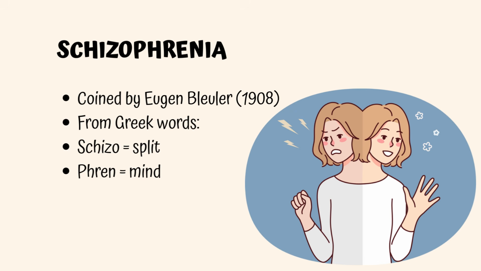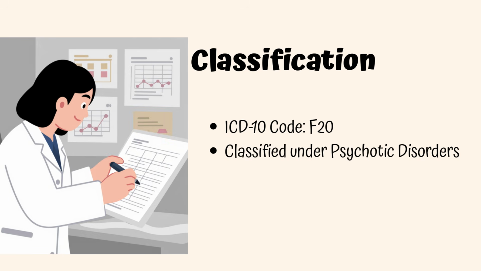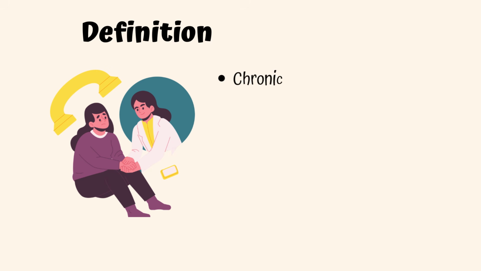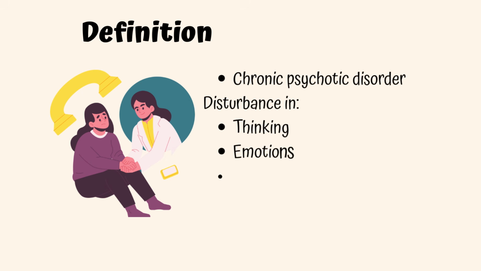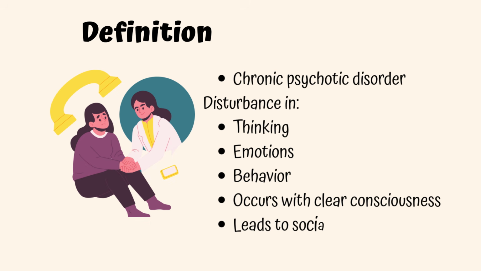Instead, schizophrenia means a split from reality, where the person has difficulty distinguishing what is real from what is not. So, in definition, schizophrenia is a psychotic condition characterized by a disturbance in thinking, emotions, behavior, and perception, all occurring in the presence of clear consciousness. So, the consciousness will be clear, orientation is usually intact, and intelligence is not lost. However, due to disturbed thinking and perception, patients often show social withdrawal and poor occupational and social functioning.